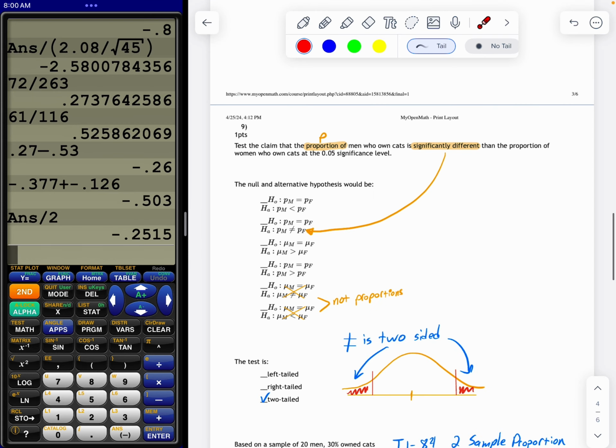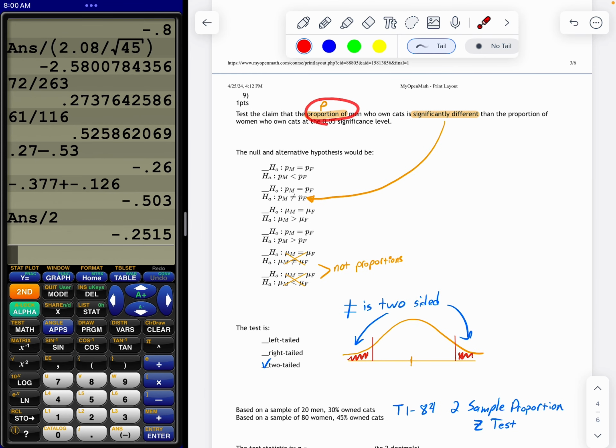Number 9. Here's another proportion. Proportion of men who own cats is different than the proportion of women who own cats. So proportions, 2 proportion test. Is it significantly different? Right here is why we're going to choose the not equal to option for me. If yours says greater than or less than, you would be here on this one or this one.